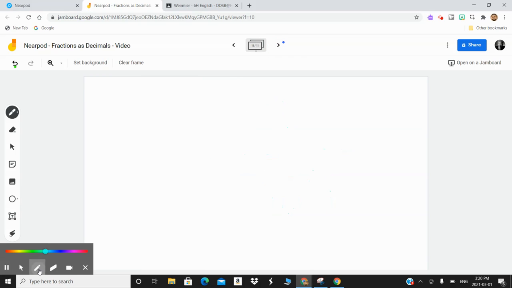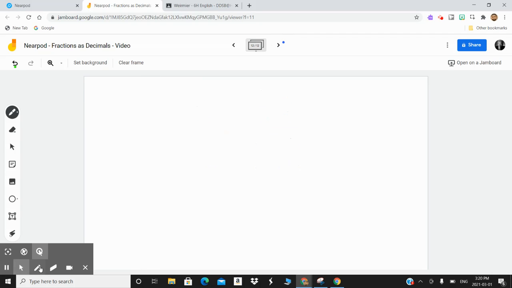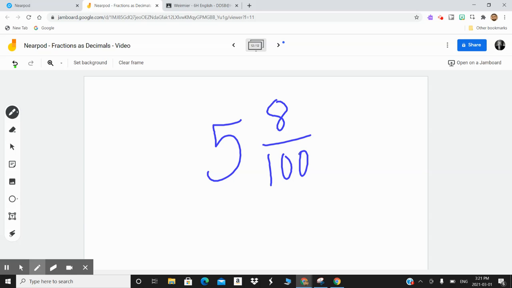And bonus time, we're going to look at a few mixed numbers. So this means 3 wholes and 52 hundredths. On your Nearpod, go select the correct answer for this, written as a decimal. And final one for our practice right now. 5 and 8 thousandths.